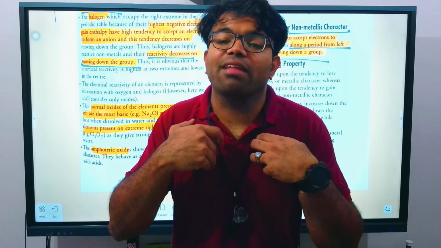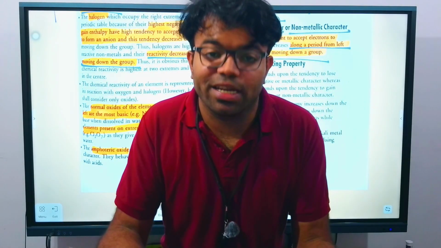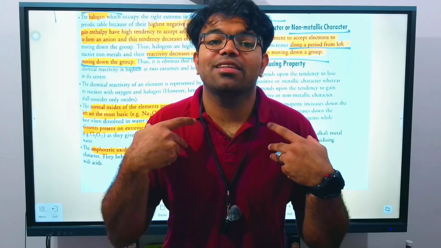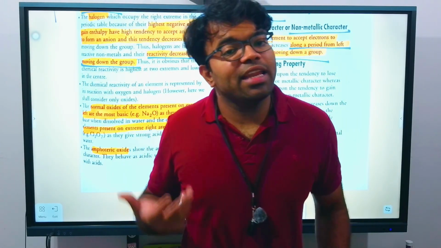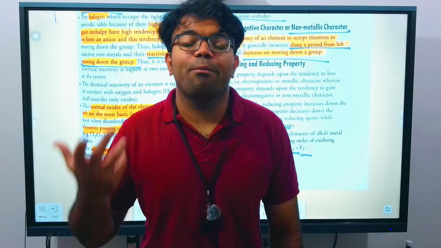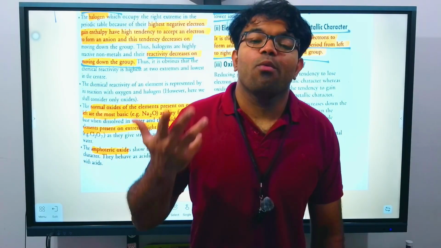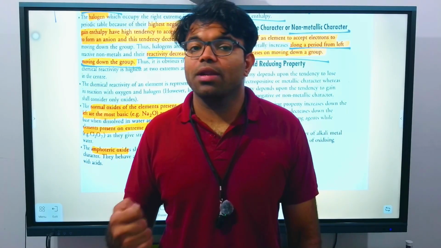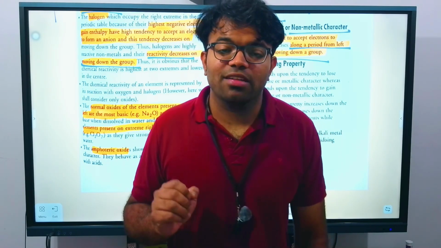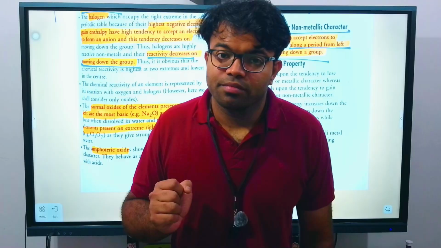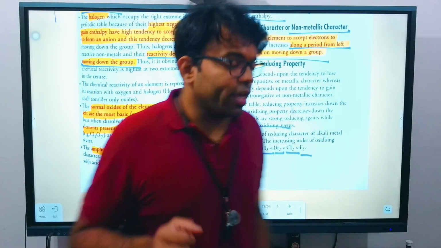Why? Because it has the ability to give off electrons, right? Metallic character means the ability to give off electrons. Therefore, a metallic character one will have a better reducing ability, whereas a non-metallic character one will have a better oxidizing ability. Did you understand this last paragraph of this chapter? Okay, let's move on.